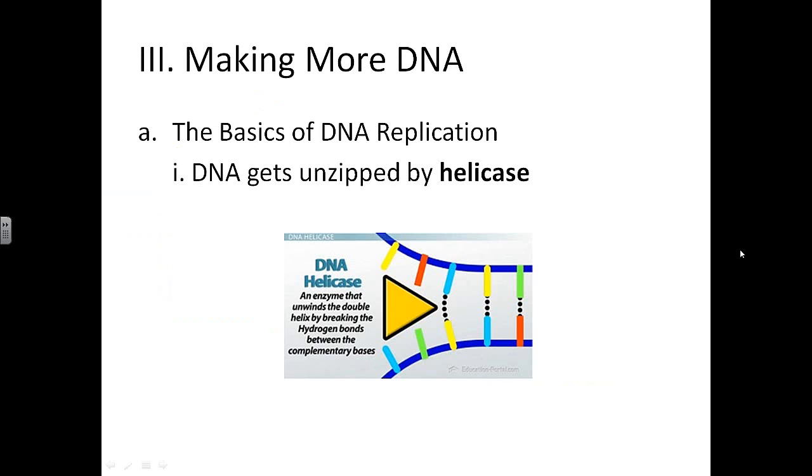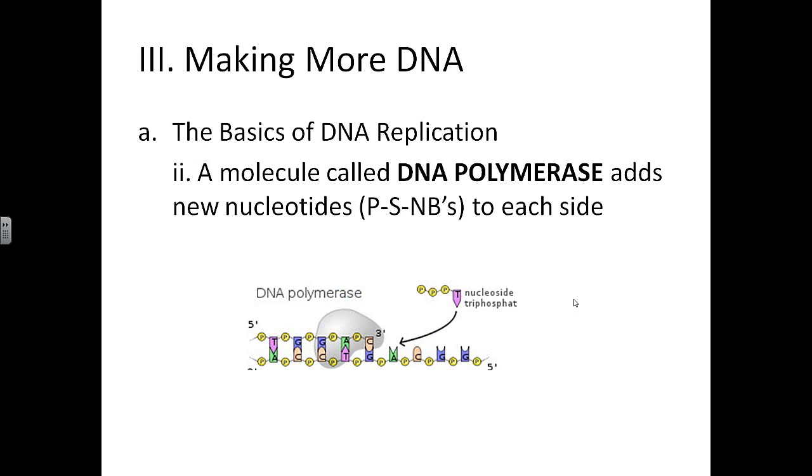So let's go through these basic steps. First, DNA gets unzipped by a molecule called helicase. Anytime you see "ase", it's an enzyme which speeds up a reaction. So helicase is going to come in. Remember, DNA in this picture is 2 strands, double-stranded, and helicase comes in and breaks these hydrogen bonds between the A's, T's, G's, and C's and unzips the molecule. DNA polymerase then comes in, and what you're looking at is one strand right here, and DNA polymerase is forming a new strand. It adds new nucleotides, which are those PSNB things, to each side.